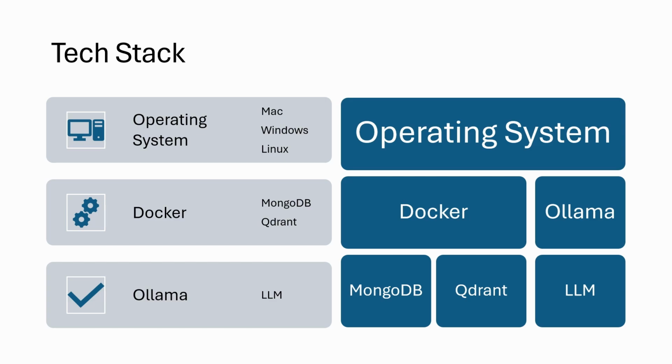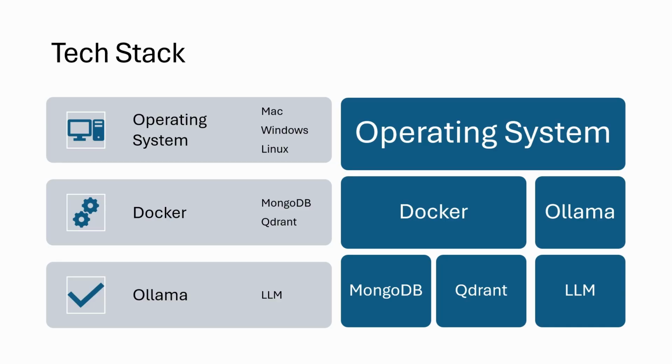Inside our Docker setup, we have 2 key database technologies, MongoDB and Qdrant. MongoDB is our NoSQL database, perfect for handling large volumes of unstructured data efficiently. Qdrant, on the other hand, is a vector database optimized for neural search. This makes it ideal for AI-driven applications that require lightning-fast similarity searches.